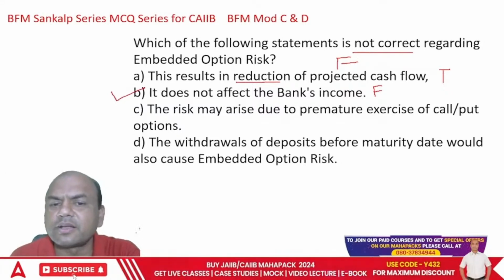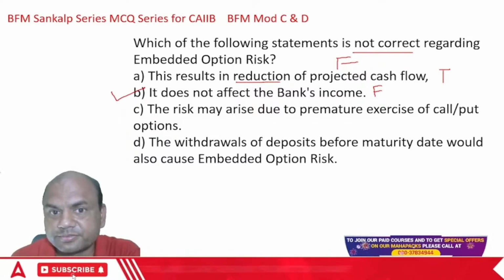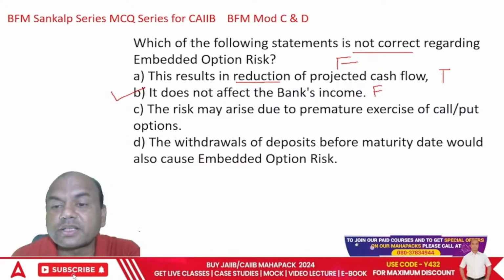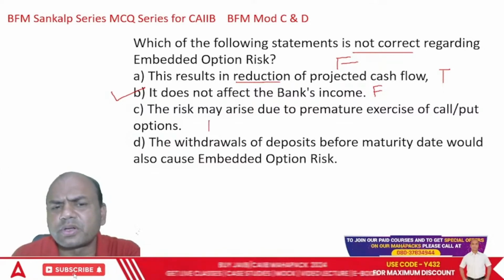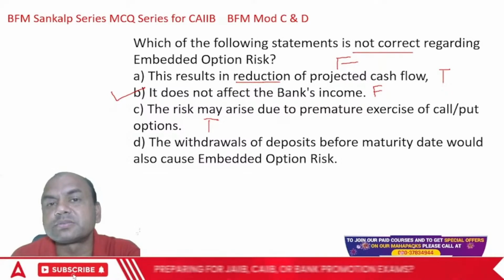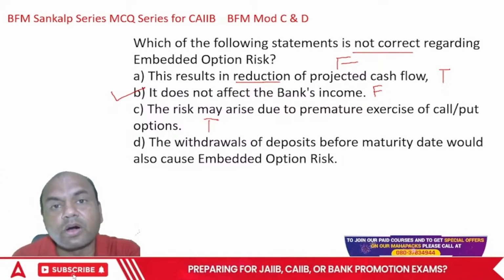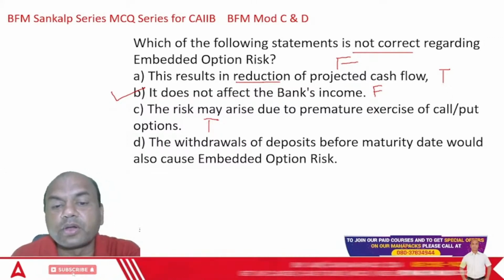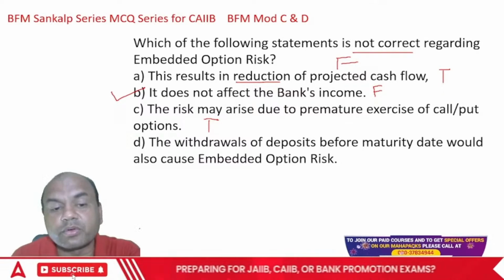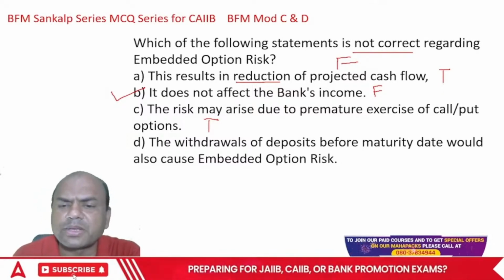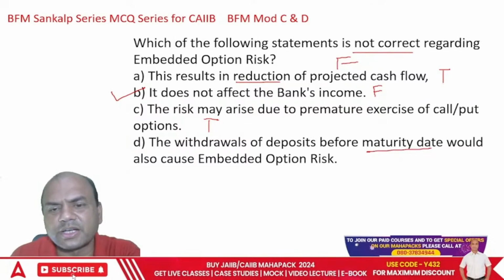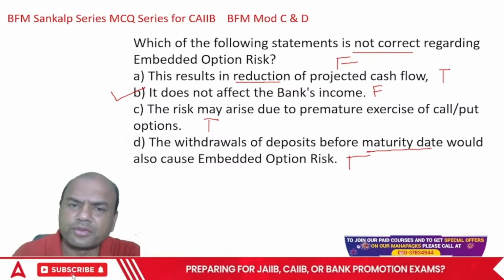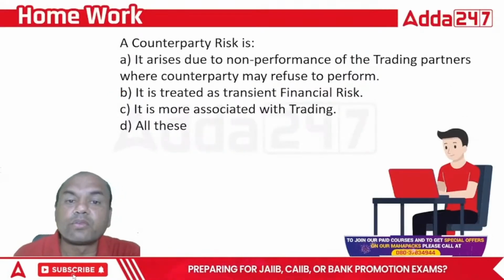Don't even look at C and D now, because there is no option of all of these. If you want, I'll just go through it. Here, the risk may arise due to premature exercise of call put option. So that is true. What is call put option? Call put means the customer has a right to repay the loan or withdraw the cash. Okay, that is call put option. And D, the withdrawal of deposit before maturity date would also cause embedded option risk, isn't it? Just now we saw that. So that is also true. So that's why I said in exam, don't even look at C and D. Immediately move on.